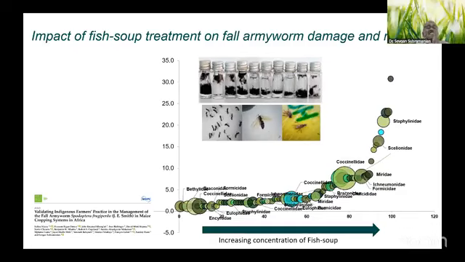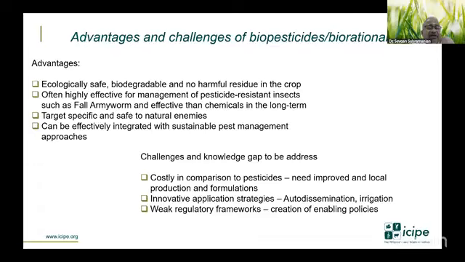So some of the advantages of biopesticides: they are ecologically safe, biodegradable, with no harmful residues in the crop, often highly effective for management of pesticide-resistant insects such as fall armyworm, target-specific and safe to natural enemies. They can be effectively integrated, but the challenges with biopesticides are that they are costly in comparison to pesticides. So we need to have improved and local production and formulation techniques. Another way of reducing the cost could be innovative application strategies, auto-dissemination, and others. Weak regulatory frameworks are also a challenge. We need to create enabling policies to register these biopesticides quite quickly in the different parts of the world.